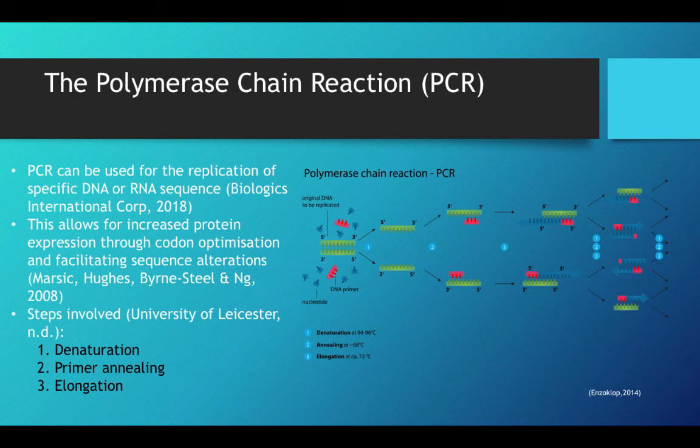The steps involved include denaturation, the separation of two nucleotide strands of a DNA molecule; primer annealing, the primers bind to single-stranded DNA; and elongation, nucleotides are added to the primers in the 5' to 3' direction to form a double-stranded copy of the target DNA. Each cycle only takes a few minutes, so repeated cycles can produce very large amounts.